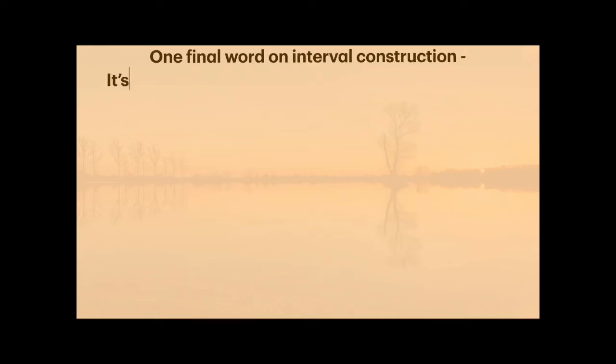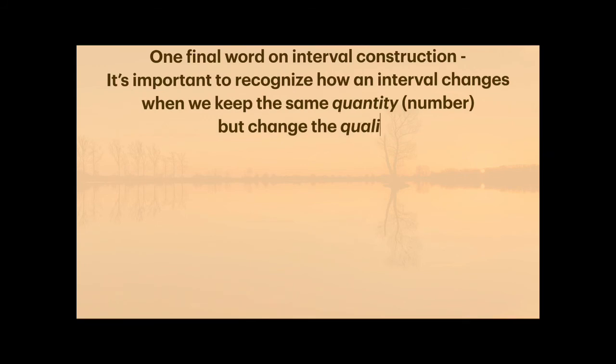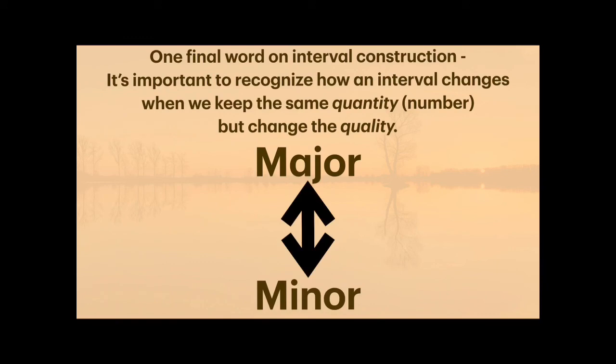One final word on interval construction. It's important to recognize how an interval changes when we keep the same quantity, the same number of intervals, such as third, fourth, fifth, sixth, etc., but we change the quality, such as major to minor or perfect to augmented, etc. We've already discussed that major is 1 half step wider than minor. So if you know what the minor interval is and you want to find the major interval, keep the same lines or spaces and adjust one of your pitches to widen that interval by a half step.